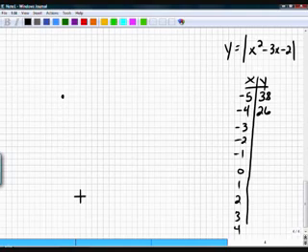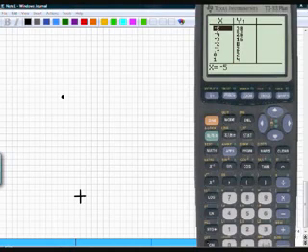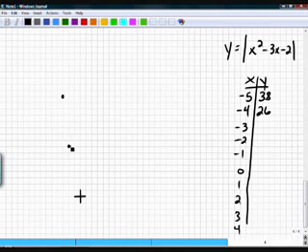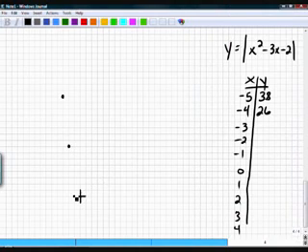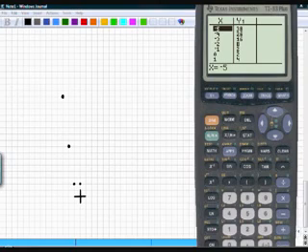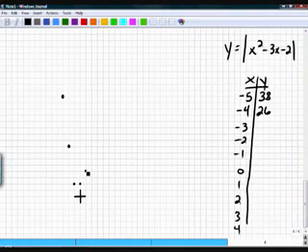Negative 3, 16, negative 2, 8, 1, 2, 3, 4, 5, 6, 7, 8. Negative 1, 2, and 0, 2. One, 4. And you just continue on and on. Does that make sense? You'll put more of them on there.